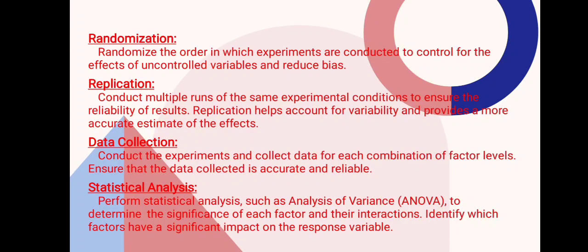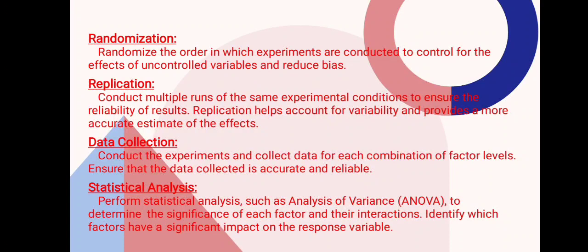Next is randomization. Randomize the order in which experiments are conducted to control for the effects of uncontrolled variables and reduce bias. So the basic benefits of randomization are to eliminate the selection bias, and balance the groups with respect to many known and unknown confounding or prognostic variables.